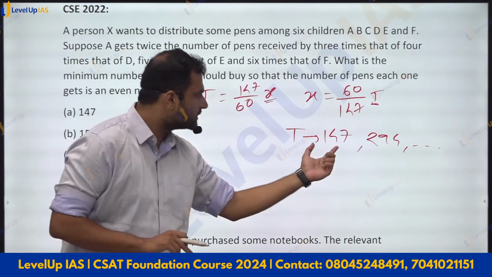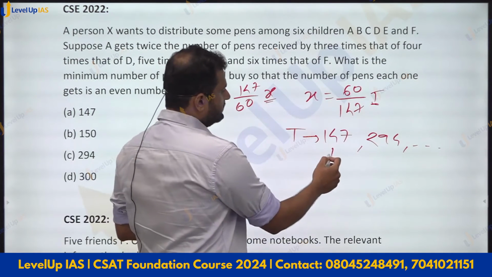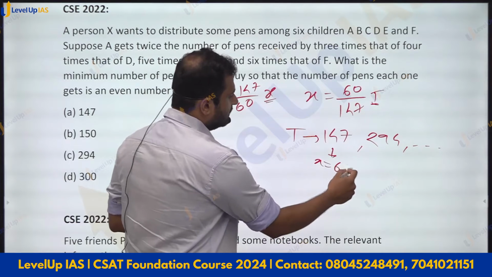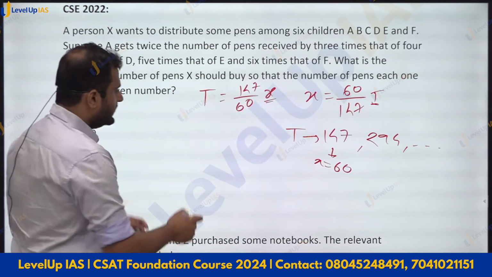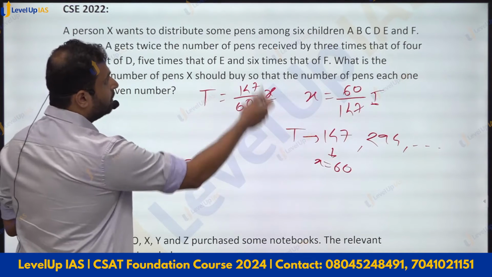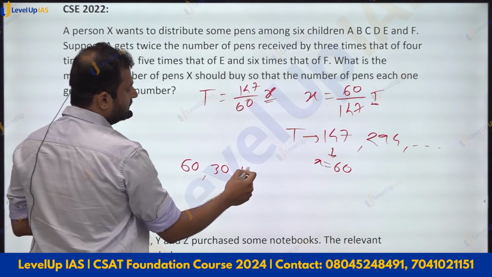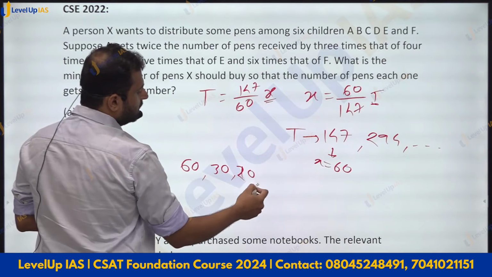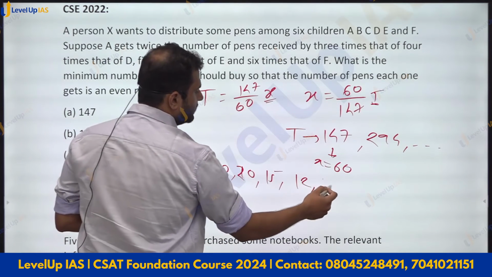So now in this, if t is 147, then x would be 60. Then what would be the number of pens A gets? A would be getting 60 coins, B would be getting half of them, C would be getting 1/3, D would be getting 1/4, then 1/5 and 1/6.